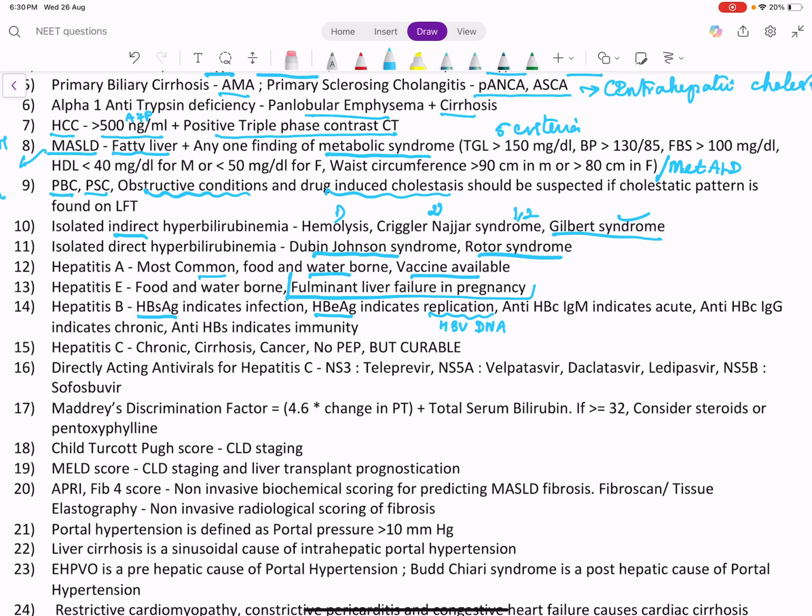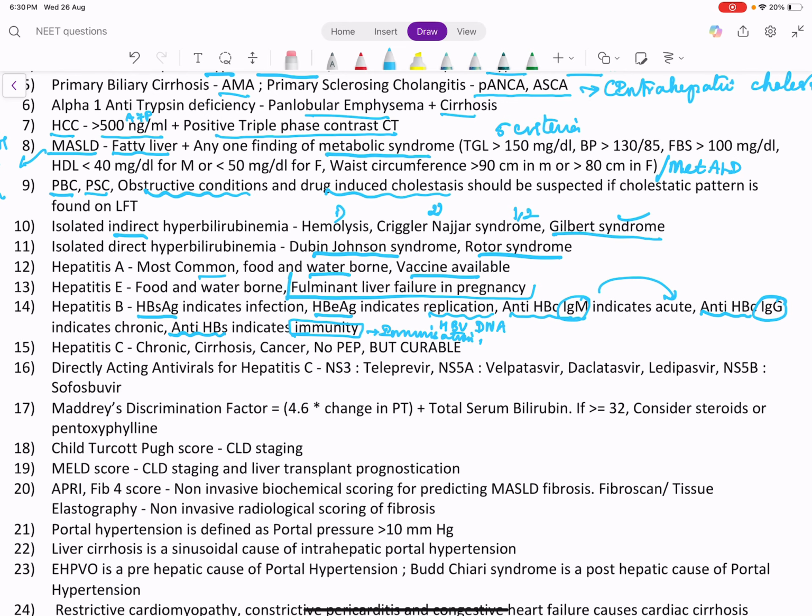Anti-HBc IgM, the first antibody, is anti-HBc IgM. Always IgM indicates acute infection. If anti-HBc IgG is there, it indicates chronic infection. Anti-HBs indicates immunity. So it may indicate an old infection or an immunization. So if these anti-HBs levels drop, it means immunity is low. We have to take a booster of hepatitis B vaccine again. So we have hepatitis B vaccine available.